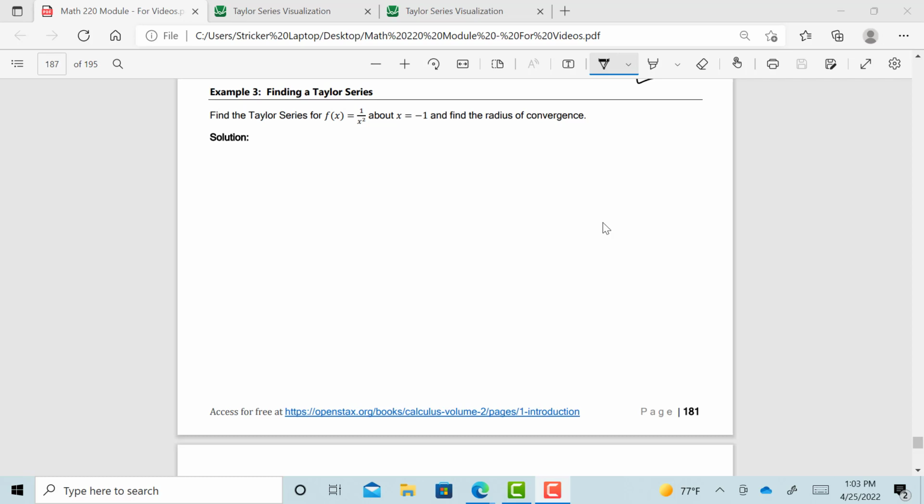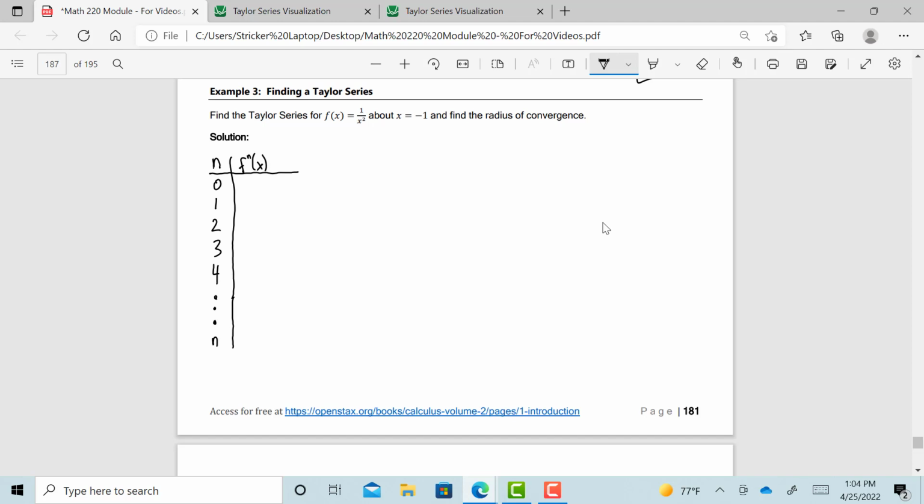And so we're going to start off in the same way. We're going to put the table here to show our derivatives. And so let's go down through again the first 5 terms. So 1, 2, 3, 4. And then we're also going to attempt to find an nth term. So again, we have our function and its derivatives.